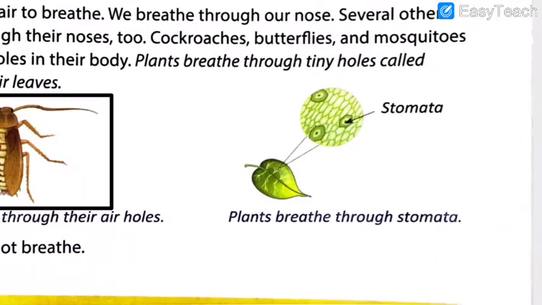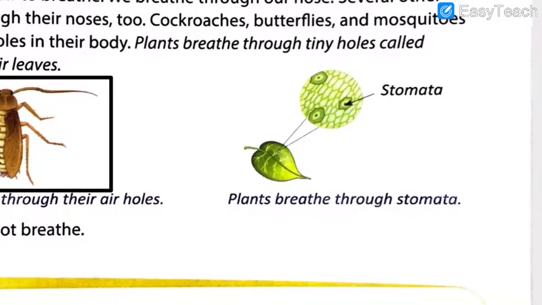Now, we discussed human beings breathing through the nose and cockroaches, butterflies, mosquitoes breathing through the air holes. Now, how do plants breathe? Like animals and human beings, plants are also living things, isn't it so? Plants and trees are also living things. We pour water to them, they grow. But how do they breathe?